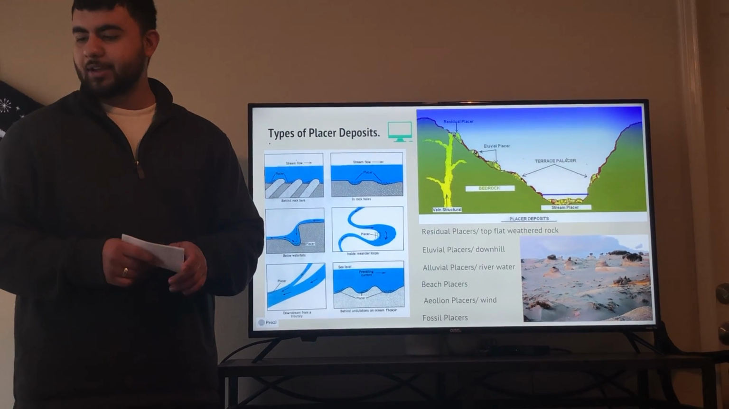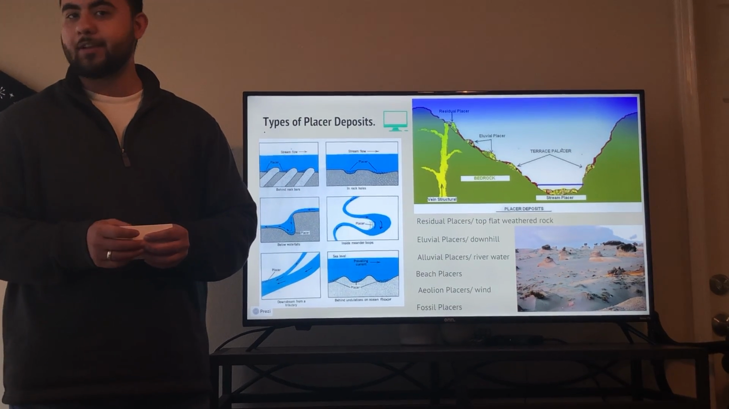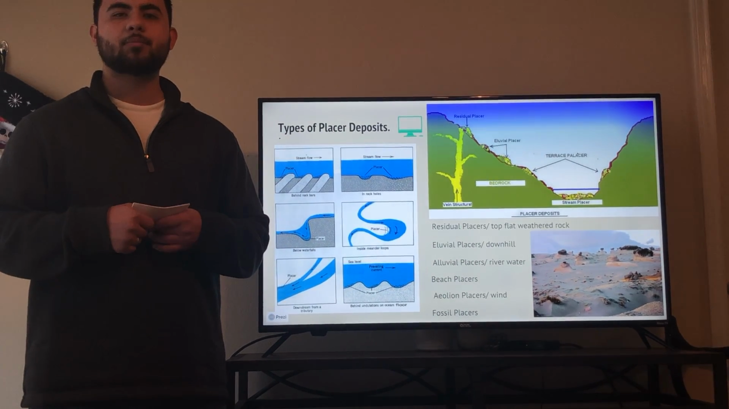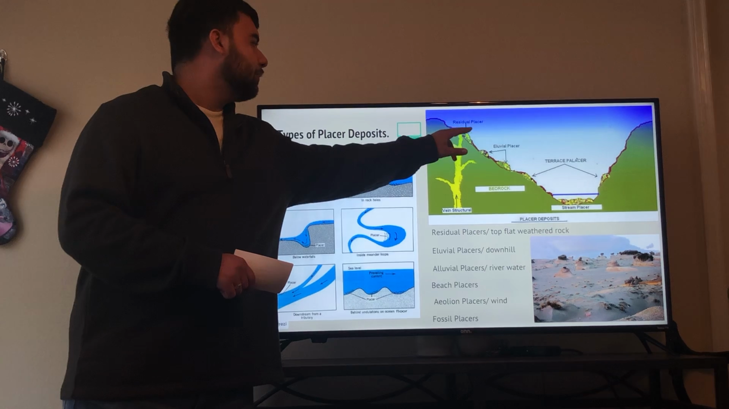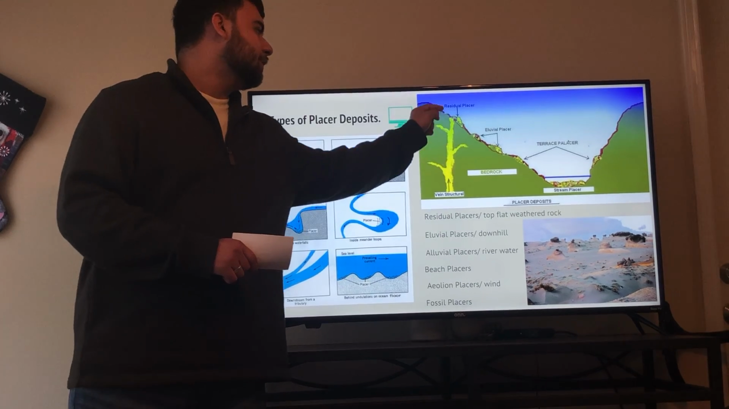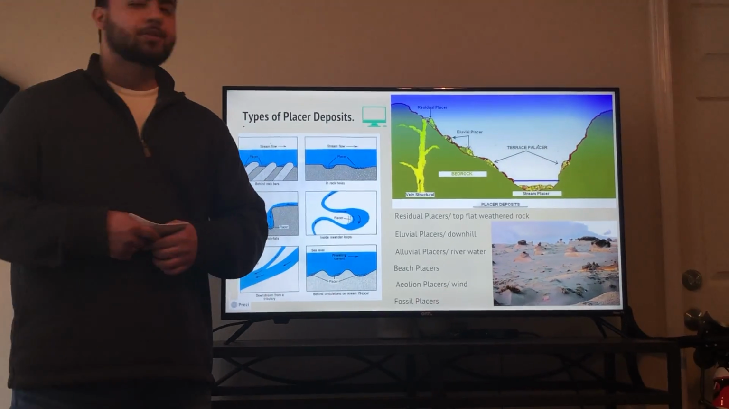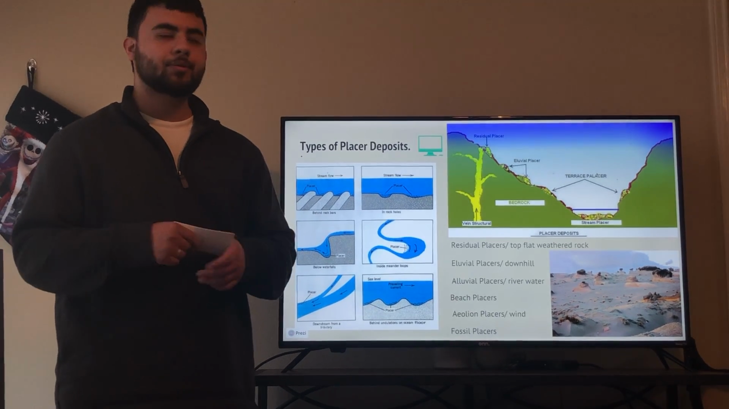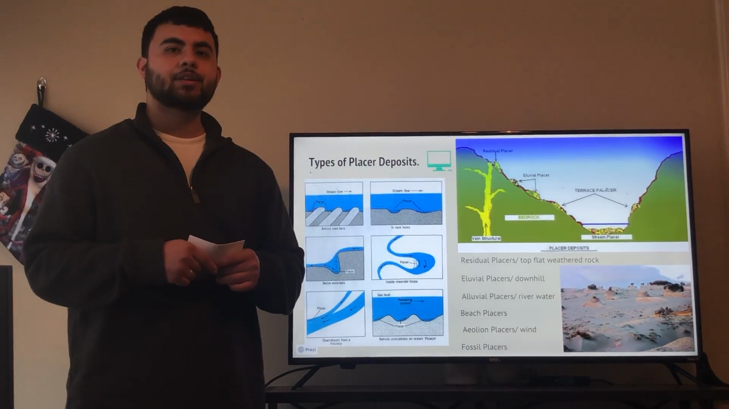So our next topic is the types of placer deposits. This is going to be more specific. We have residual placers, which is essentially at the top of a mountain or top of a hill that is rich in minerals. From this place, residual placer, it goes down to an alluvial placer, which is just a downhill process of transporting minerals. Alluvial placers has to do with water, so any rivers or streams going downhill that carry minerals. We have beach placers that are at beaches, waves collecting minerals and such.